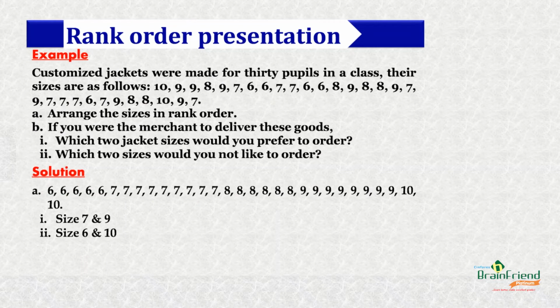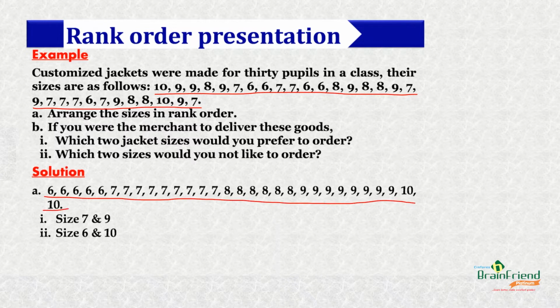We have another example that says customized jackets were made for 30 pupils in a class. Their sizes are as follows. We have the list of their sizes. Question A says arrange the sizes in rank order. Carefully, we have arranged these scores.